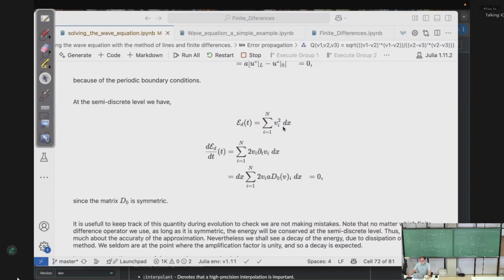The dx doesn't do anything here, but I just put it to keep the sizes and the lengths correct, the dimensions correct. So here we do the same.